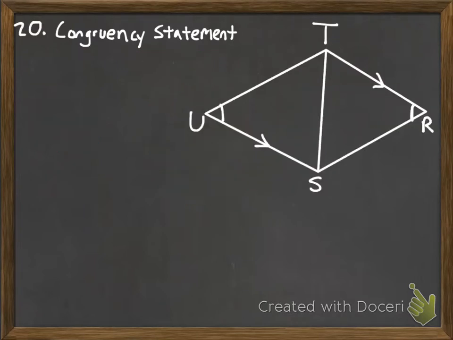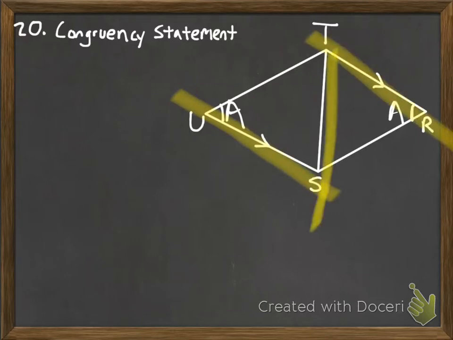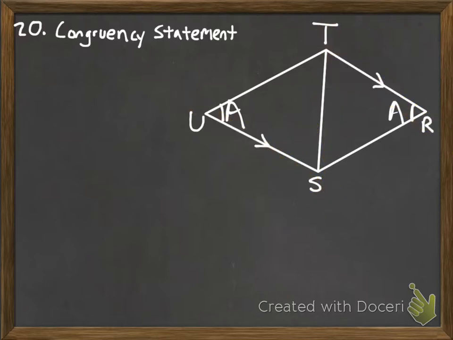Alright, last one. We have to write a congruency statement and state which postulate proves the triangles are congruent. So the first thing I'm going to notice is that I have an angle here and an angle here. And that's all the information I start with. But I have a parallel line, and it's cut by a transversal. If I see that, I would know alternate interior angles are congruent. So clean that up real quick. And alternate interior angles are congruent.